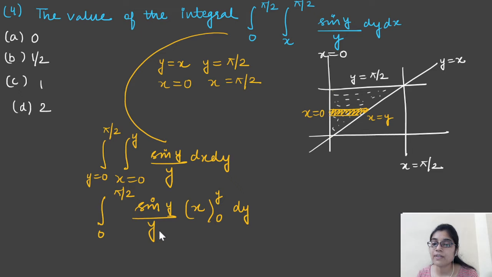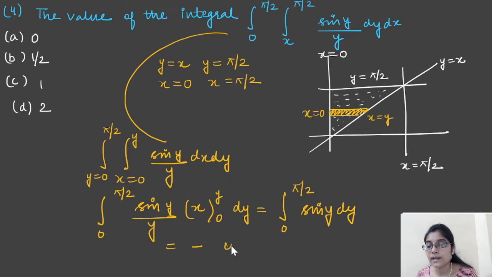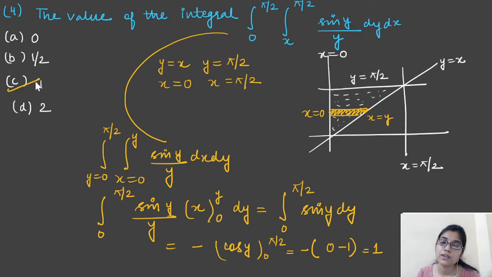So obviously this y will get cancelled out, so you are getting 0 to pi by 2, and here you are getting sine y dy. Now you integrate it, you will get minus cos y, then from 0 to pi by 2, what will happen over here? Cos pi by 2 is 0 and cos 0 is 1. Obviously the answer is going to be 1. So which option is correct? C option is correct. Okay, let's go to question number 5.